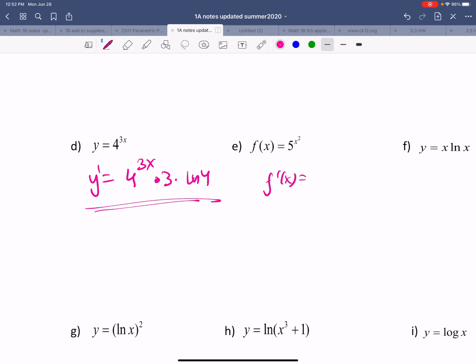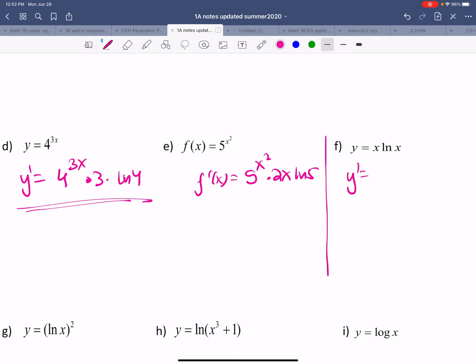f prime of x would be 5 to the power x squared times 2x times natural log of 5. y is equal to x times natural log of x. y prime, we have to use the product rule here. x times derivative of natural log of x, which is 1 over x, plus natural log of x times 1. So y prime turns out to be 1 plus natural log of x, because we can cancel the x and x.